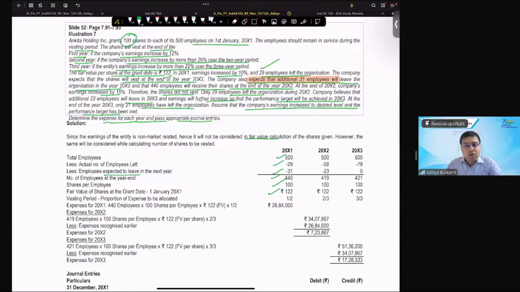Shares per employee 100. Fair value of shares at the grant date is 122. At the end of year 1, did you meet the condition? Answer is no. You expect to meet it in year 2, and therefore it will be a vesting period of 2 years, out of which 1 year is already complete. So 26,84,000. Are we okay with this? Yes, sir. Perfect. Coming to the next one.